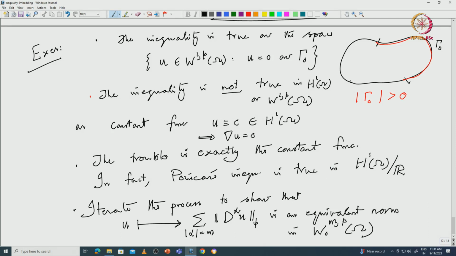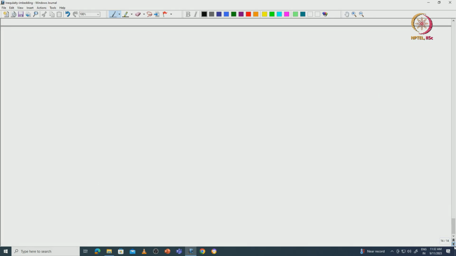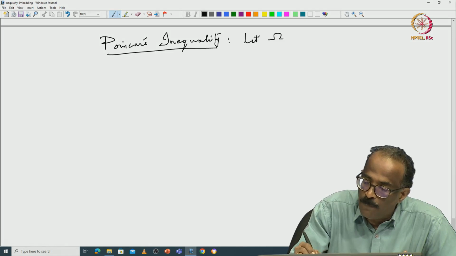So, you see, these things we may use if you have time to study. Now, let me state the Poincare inequality. What happens is something like what I am doing in a slightly different way of the quotient space, and later you will see the full quotient space. In W^{m,p} of omega, we are going to define the quotient space. Let omega be a bounded open set.